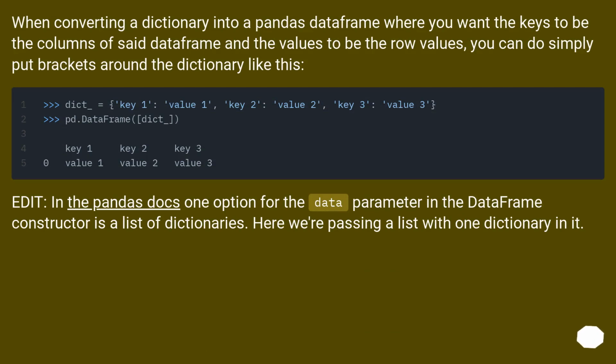When converting a dictionary into a pandas dataframe where you want the keys to be the columns of said dataframe and the values to be the row values, you can simply put brackets around the dictionary like this. Edit: in the pandas docs, one option for the data parameter in the dataframe constructor is a list of dictionaries. Here we're passing a list with one dictionary in it.